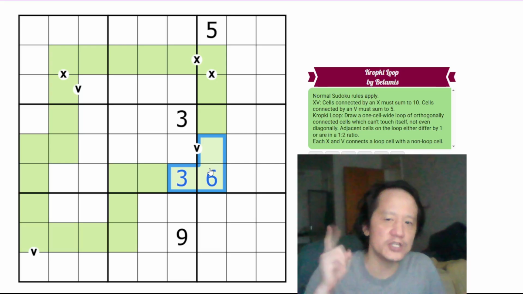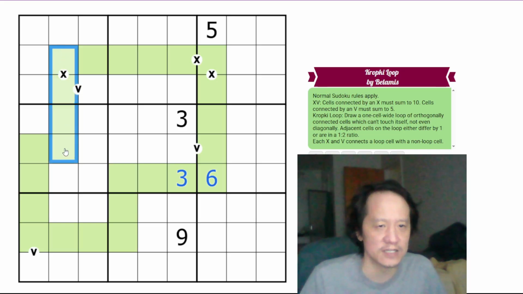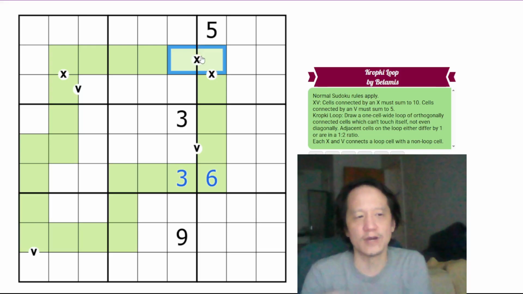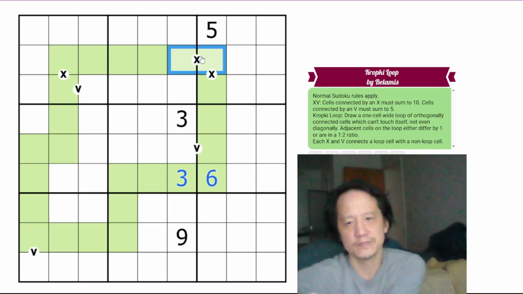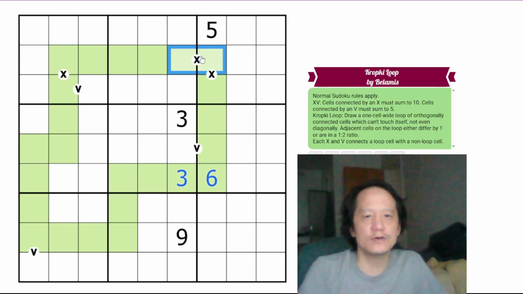And each X and V connects a loop cell with a non-loop cell. So for every X pair, one is on the loop, one is not on the loop. So this is not actually a valid loop because of that. And this would be valid because one is on the loop and one is not. But this is obviously not valid because neither is on the loop here. But these are actually both on the loop according to how I colored the loop. And those are all the rules.